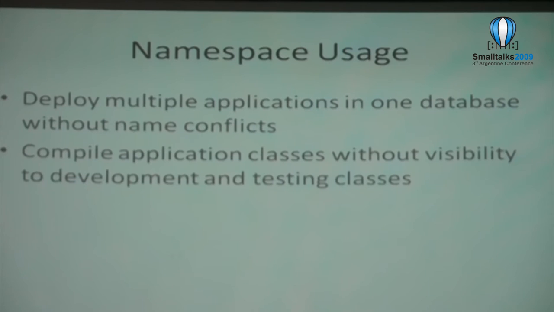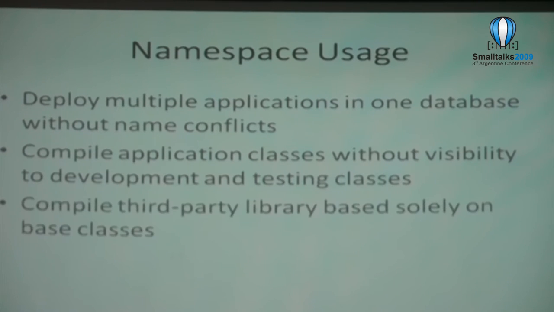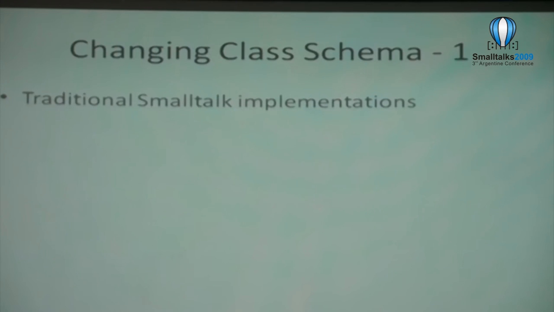You can compile application classes separately from your development and test classes. In traditional Smalltalk development, when you compile your tests, unless there's some namespace protection scheme, you run the risk of referencing development and/or test classes from your application. But with this namespace approach, you can isolate your application from development and testing. You can compile third-party libraries based solely on the base class, on GemStone built-in classes, so that third-party libraries don't interfere with each other and can be referenced by your application, but they don't have to see your application. No conflicts with the application or other third parties.